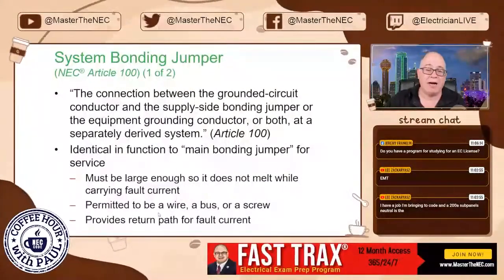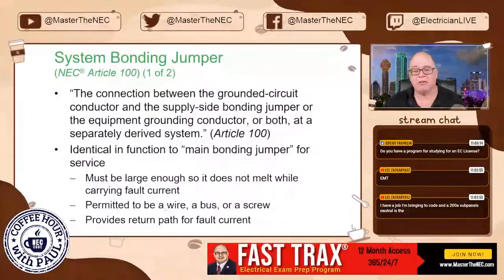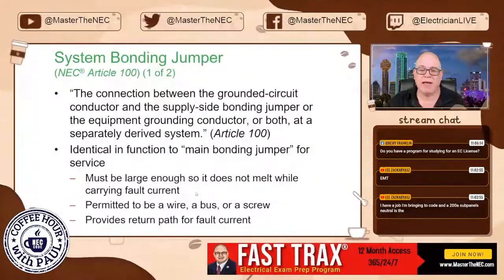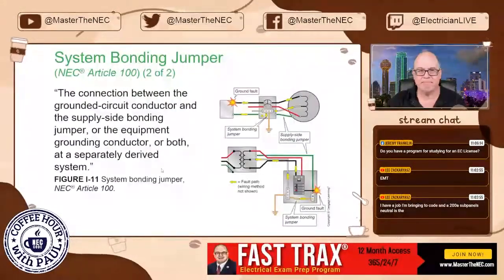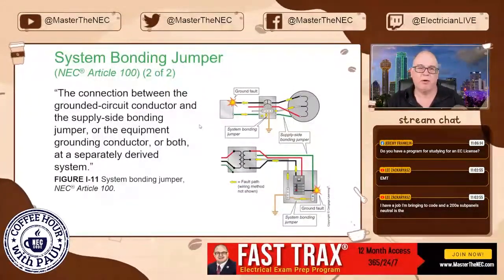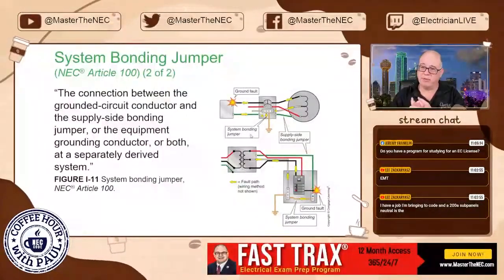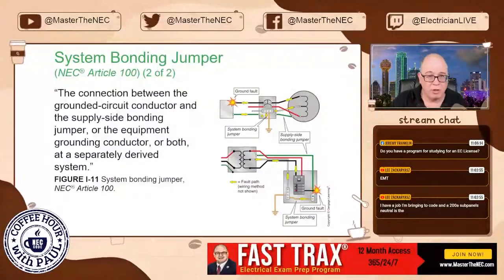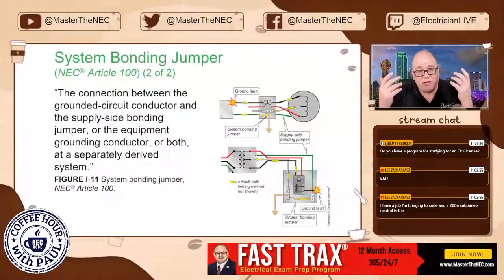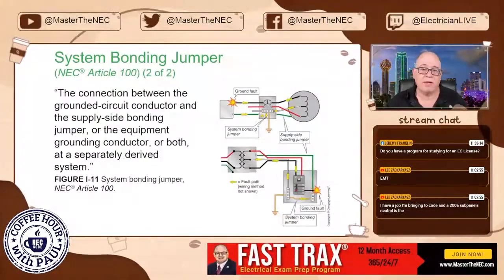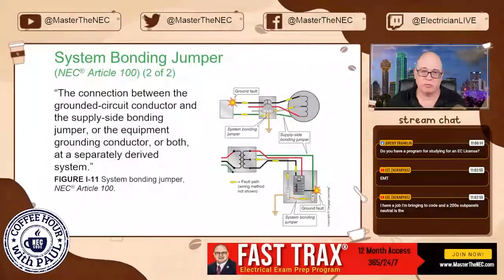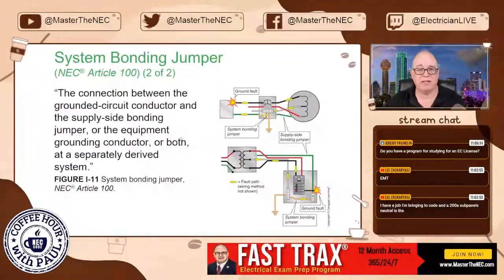It's permitted to be a wire, a bus, or a screw, just like the main binding jumper, and it provides a return path for fault current. So here is an example of a system binding jumper, whether it's a transformer or a generator. Remember, it's all dependent on what? The transfer switch, right? That's key.